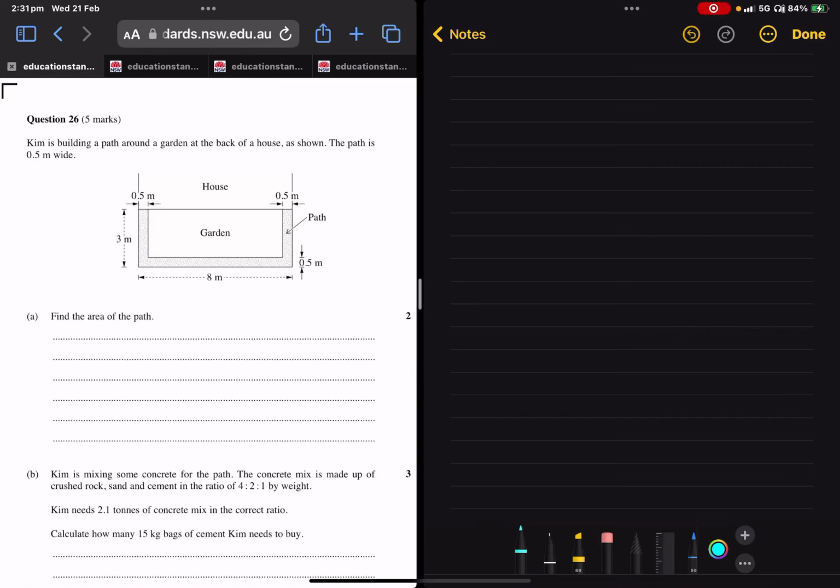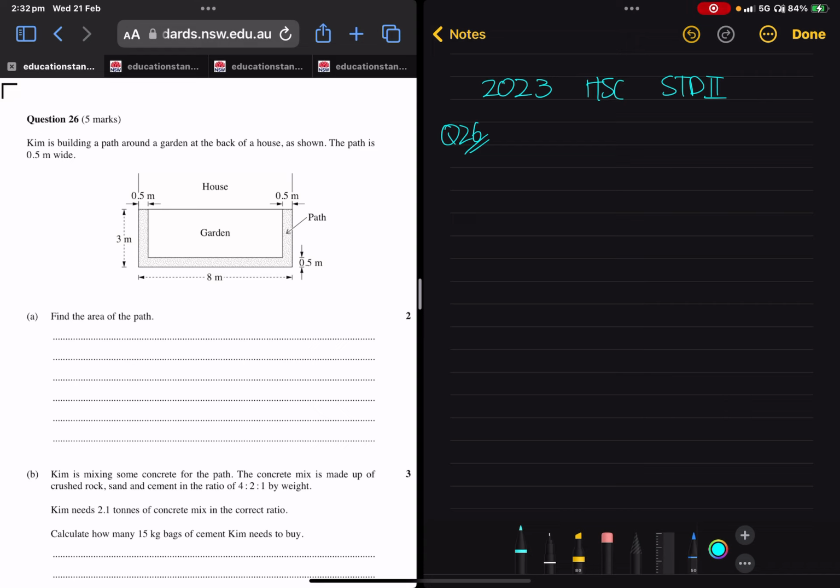Okay, so we're going to take a look at another question from the 2023 HSC Standard 2 math paper. This is question 26. We're told Kim is building a path around a garden at the back of a house as shown. The path is 0.5 meters wide. Find the area of the path.